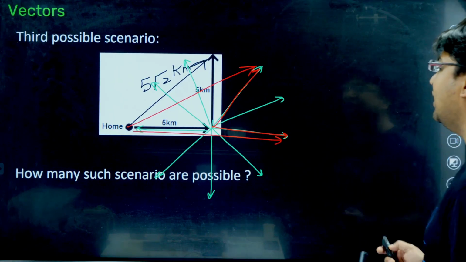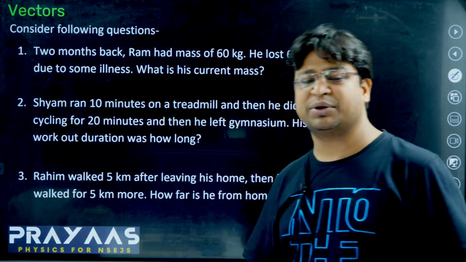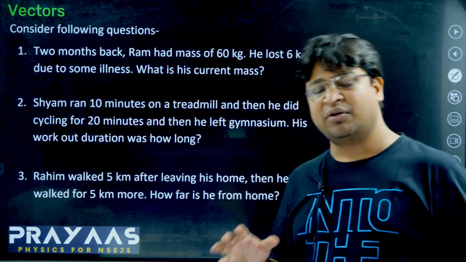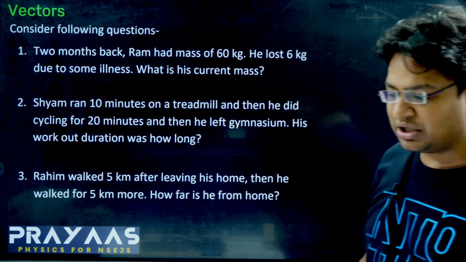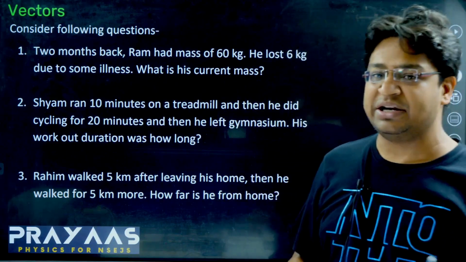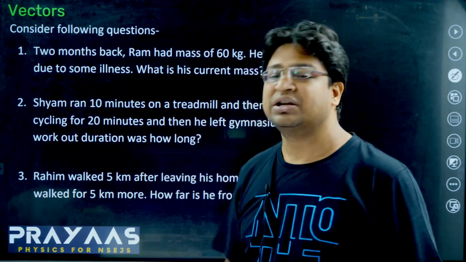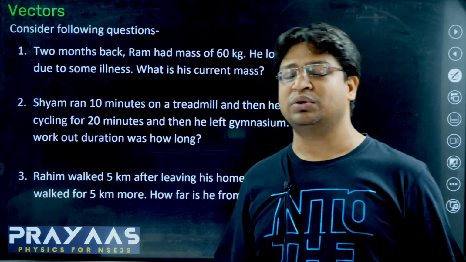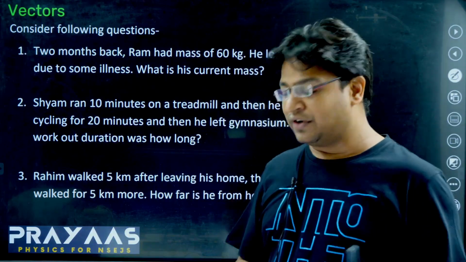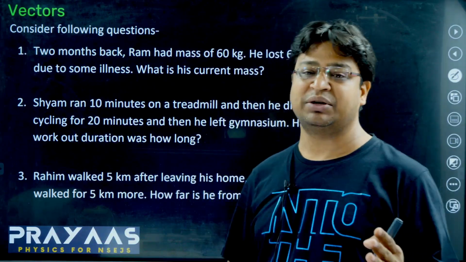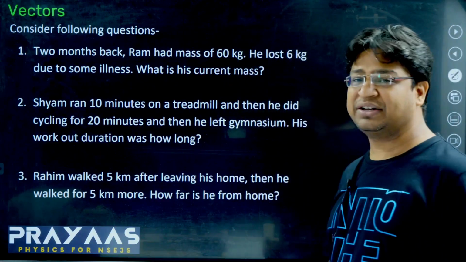Okay, so what I learned from here is that if we consider these three questions, it was possible for me to answer the first two questions without getting any additional information, without knowing about directions. In the third case, it was imperative to know the direction in which Rahim is walking. His first 5 kilometers and second 5 kilometers, what is the angle between these two? Only then could we arrive at the answer.